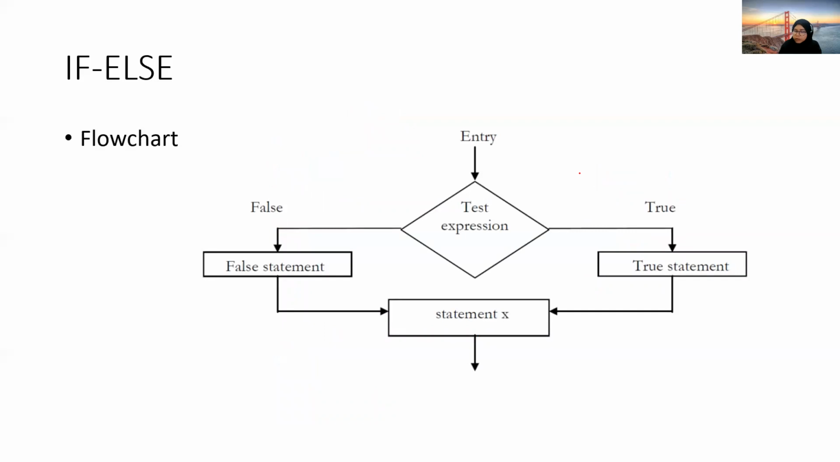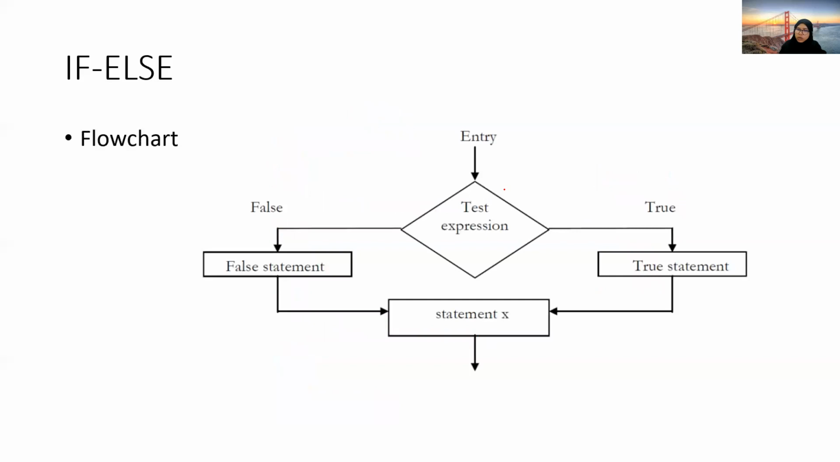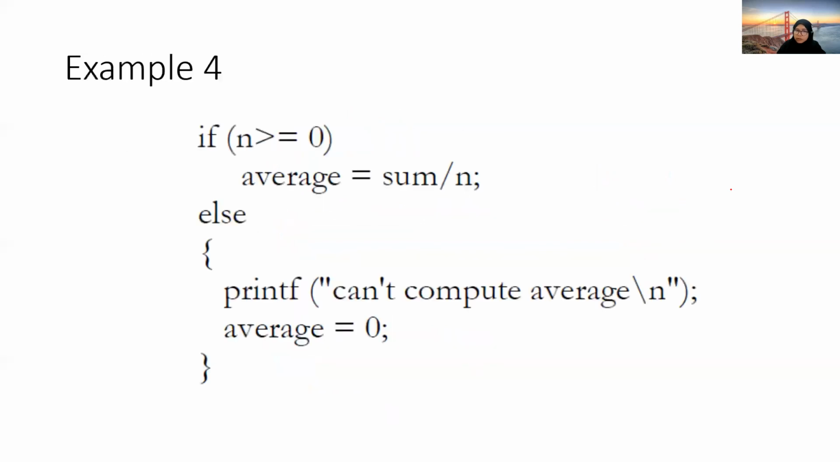All right, this is the flow chart. So you have two options, say true or false. If it's true, we have this statement. And if it's not true, then it goes to this statement. Either two. All right, now let's look at this one.